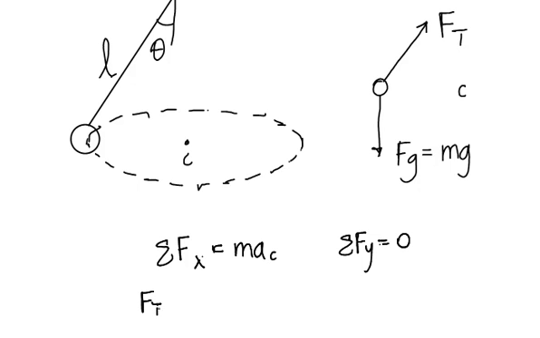So the x force would be the tension component that's in the x direction. The angle is to the vertical, so that's a little bit tricky, so it's going to be F_T sine of the angle, and that will be equal to m a_c. And the y component would be F_T cos theta, and then minus mg equals 0.